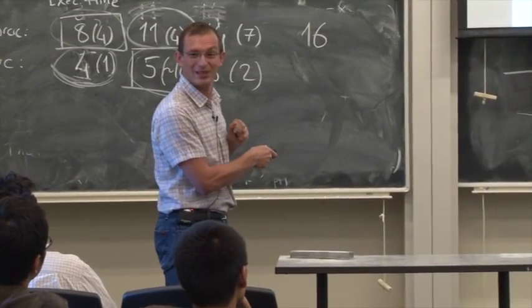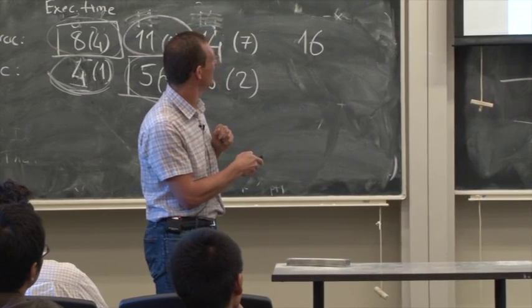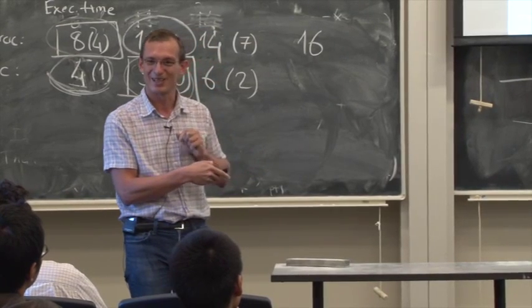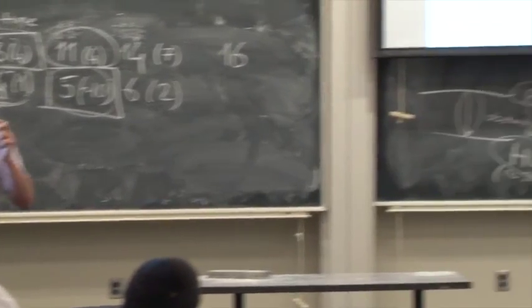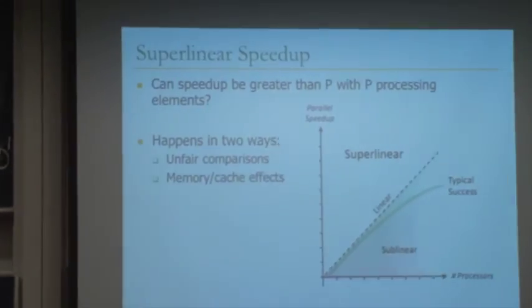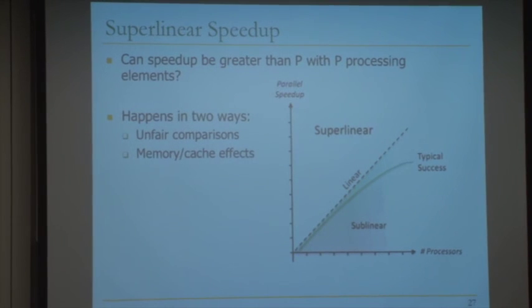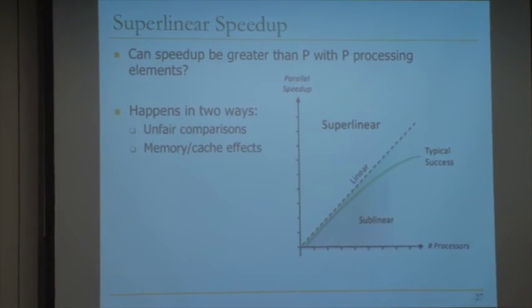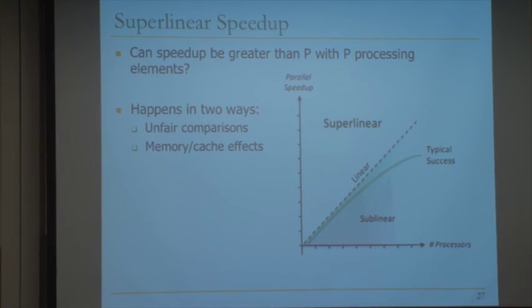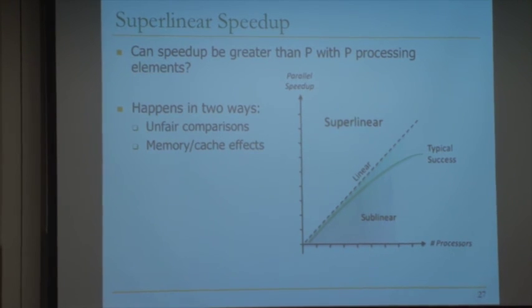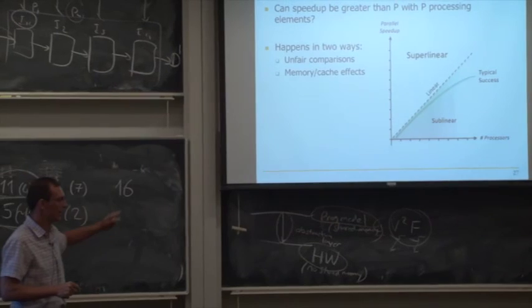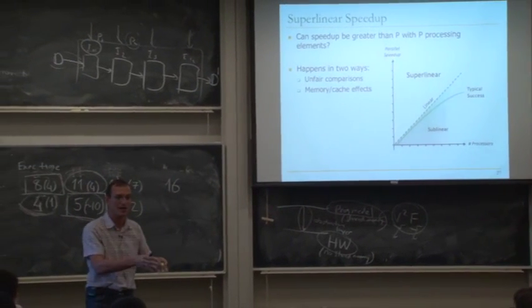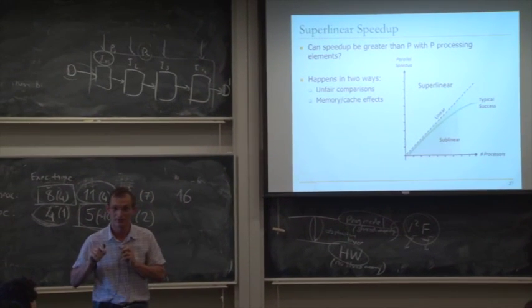So why do you get superlinear speed up? Well, there are 2 reasons. None of them are necessarily justifiable. One is unfair comparisons. That's a terrible reason to get superlinear speed up. The second reason may or may not be easily controllable, like memory effects. For example, as you add more processors, which is not true in this example, but as you add more processors, you may be adding more memory also, right?